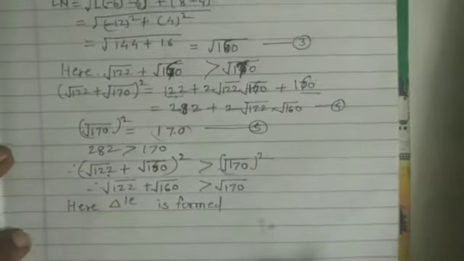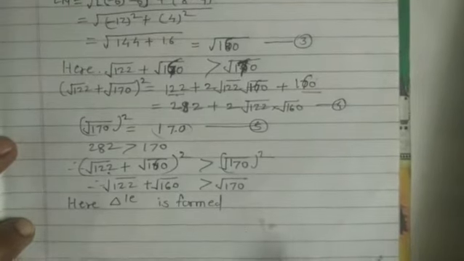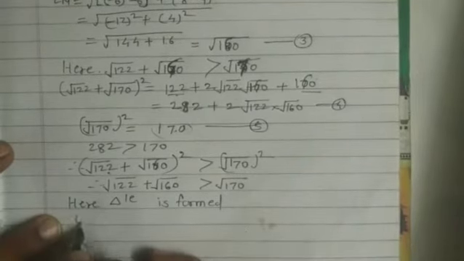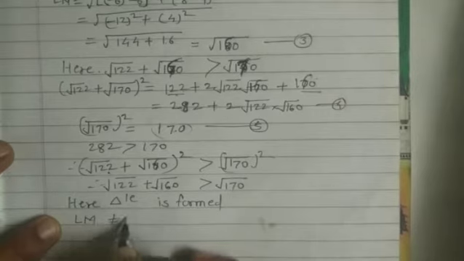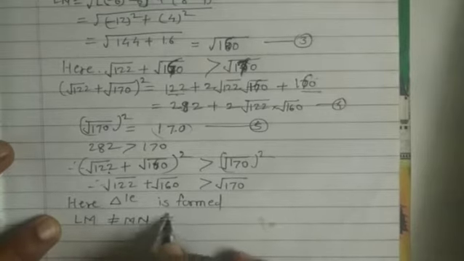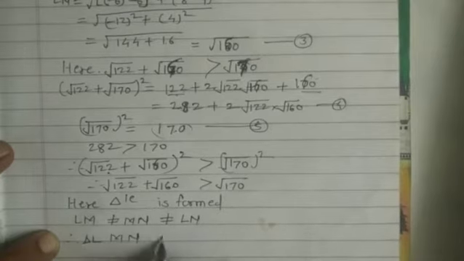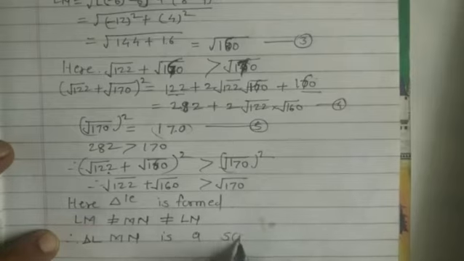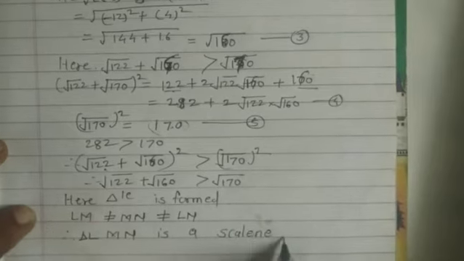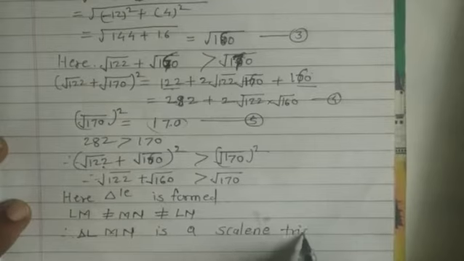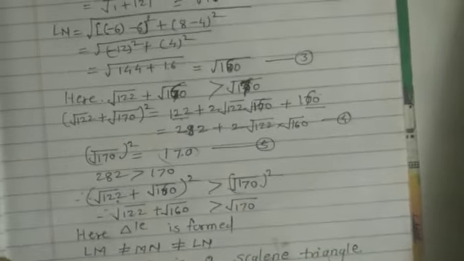And now as all three sides are different, we can say that LM is not equal to MN, not equal to LN, and therefore triangle LMN is a scalene triangle. As all sides are different, we can say it is a scalene triangle. And this is example number 1 from question number 8.